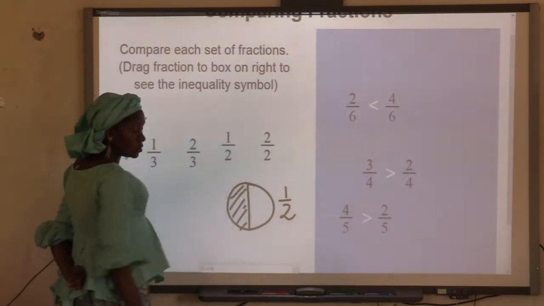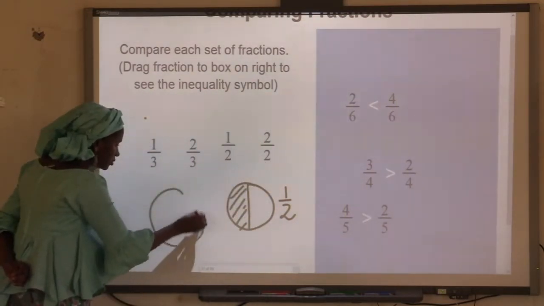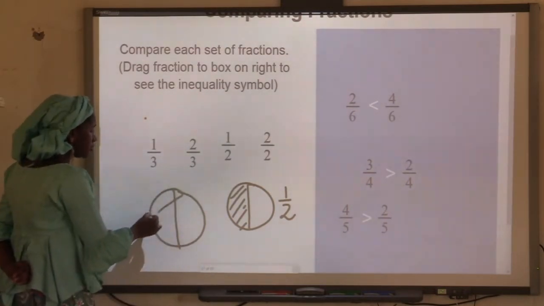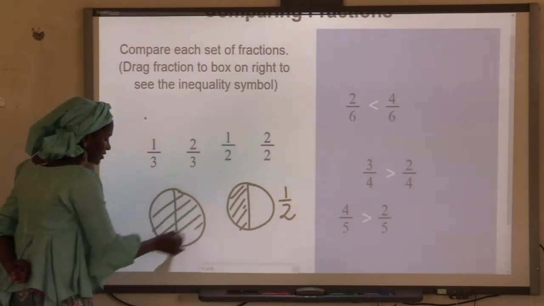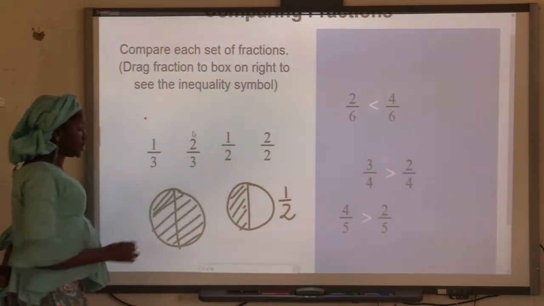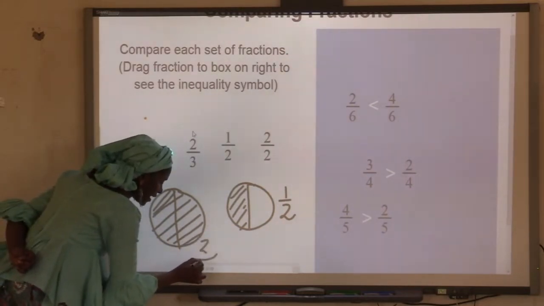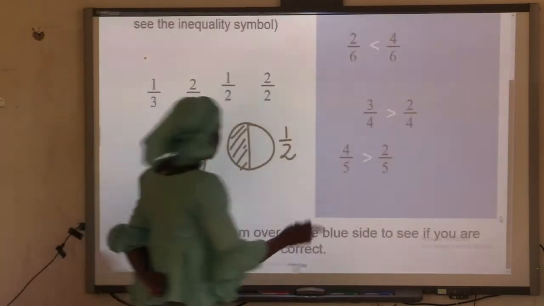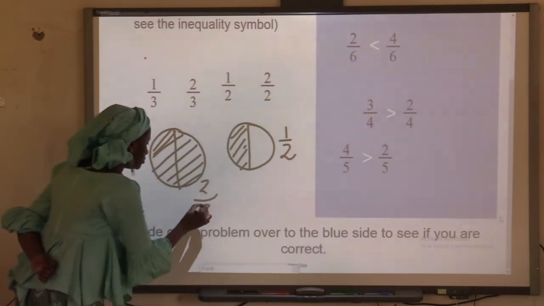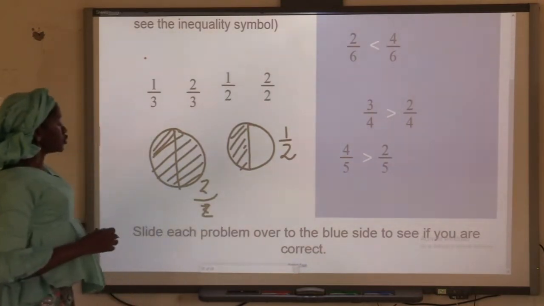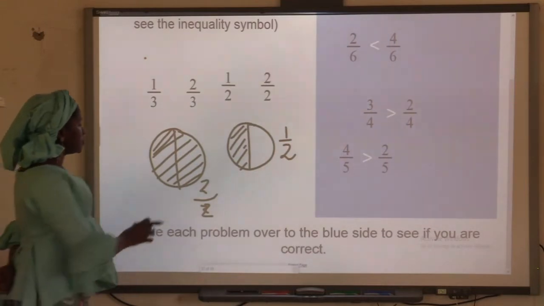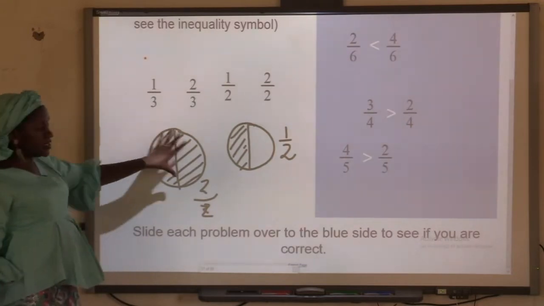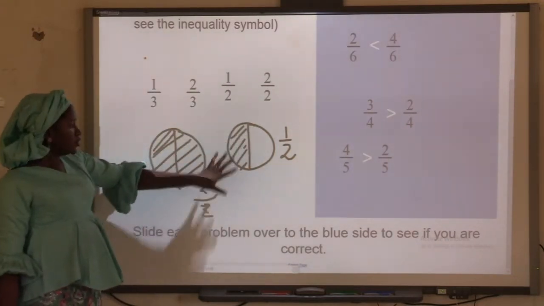And this is also a whole, which is divided into 2, but the whole is shaded, which is 2 over 2. So it is telling you now, this 2 over 2 and this one, which one is greater? Here we shaded the two parts. Here we shaded only one. So look at the shaded portion.